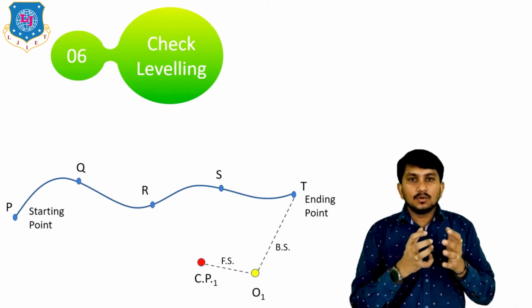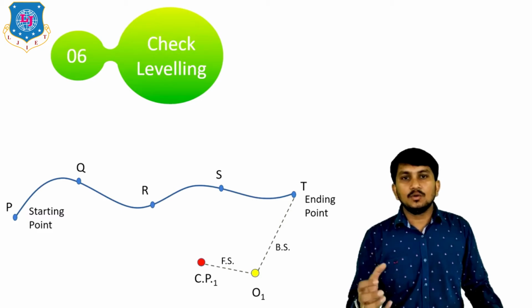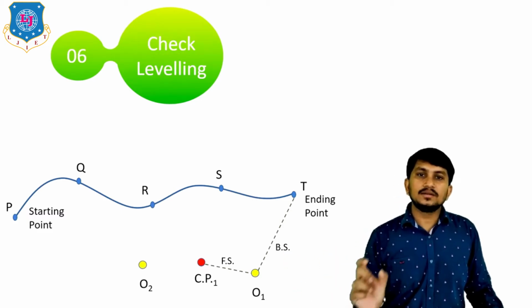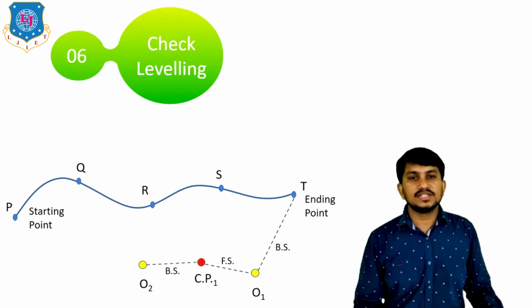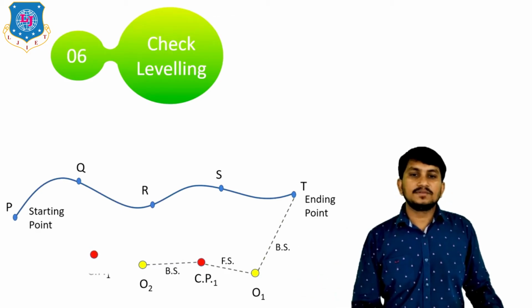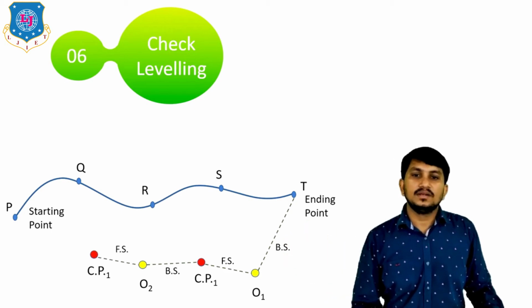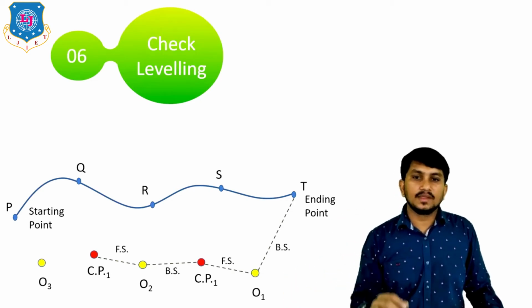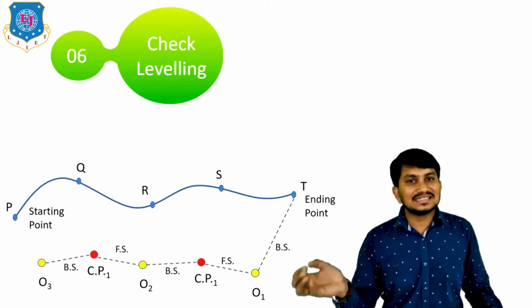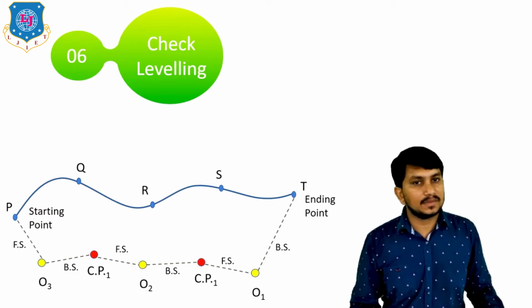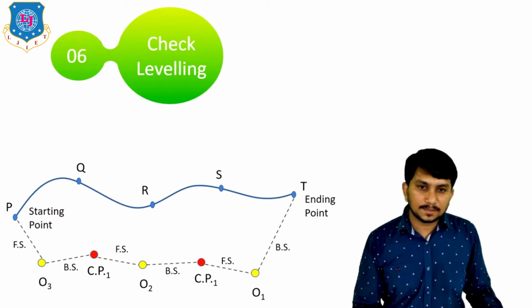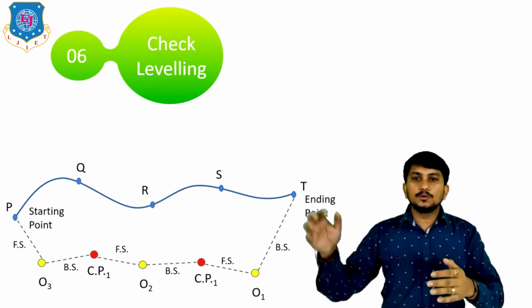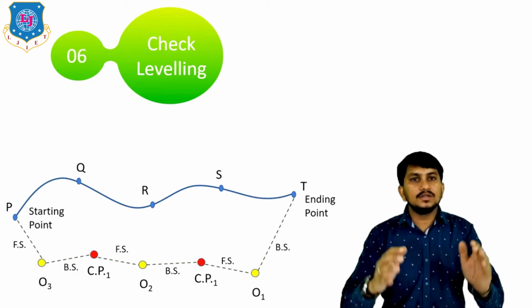After that, this O1 setup is shifted from O1 to O2 and first reading is taken at changing point 1 like this, which is called as BS. After that, the last reading is taken, which is FS. Then setup is changed from O2 to O3 and first reading is taken, and lastly we can find the starting point P because it's the last reading, it is called as FS. This is how we transfer the level from ending point to starting point with less number of readings.